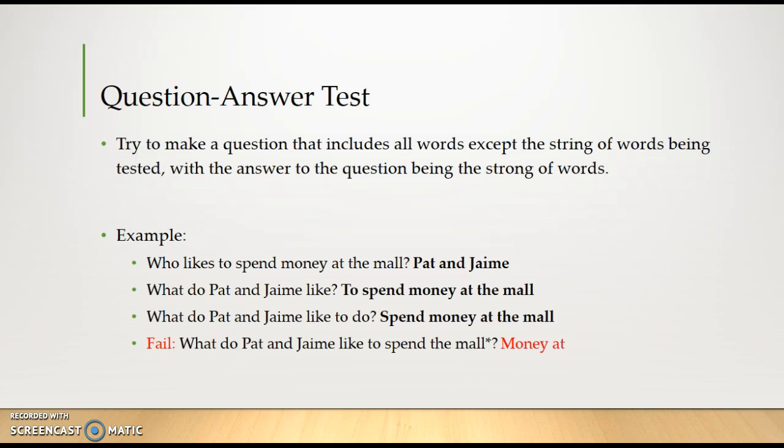Our first is the question answer test. You try to make a question that includes all the words except what's being tested. Who likes to spend money at the mall? Pat and Jamie. What do Pat and Jamie like? To spend money at the mall. What do Pat and Jamie like to do? Spend money at the mall. What do Pat and Jamie like to spend the mall money at? You can tell that one fails. Money at is not a constituent because you can't take it out of the sentence and make a question.